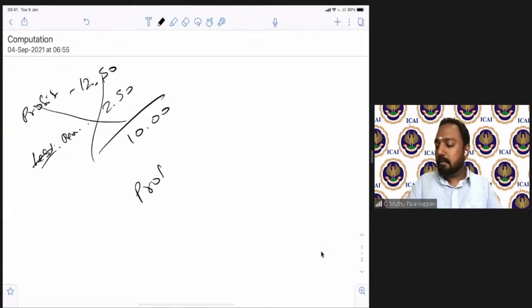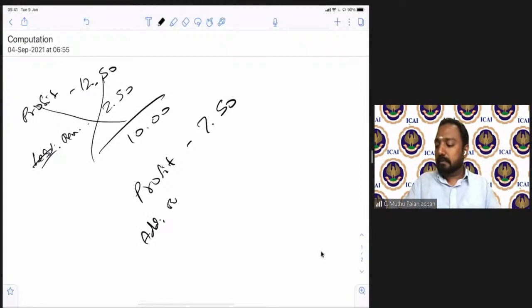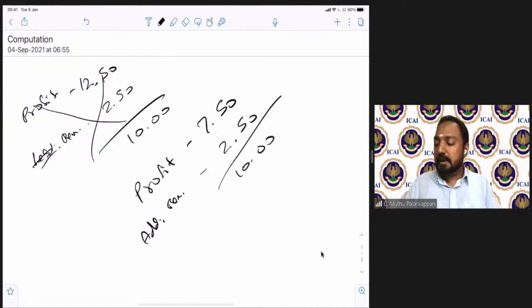I'll just write it again. Profit is 7.5 lakhs. There is already a remuneration considered. So this remuneration I'll add 2.5 lakhs because whatever I provided is not allowed. Whatever I'm eligible for only is allowed. So I add this 2.5 lakhs, arrive at 10.